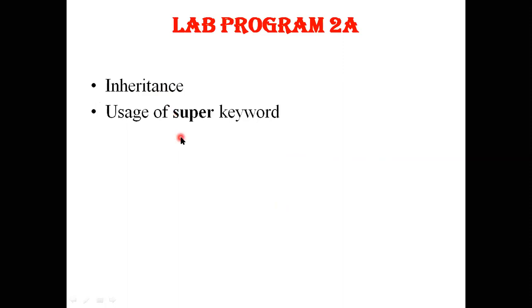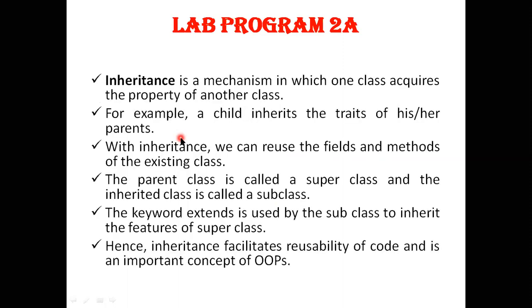As you all know, inheritance is one of the properties in object-oriented programming, wherein it is a mechanism in which one class can acquire the property of another class. Acquire in the sense of can use. Can use what all? It can use its fields, data members, and methods, right?